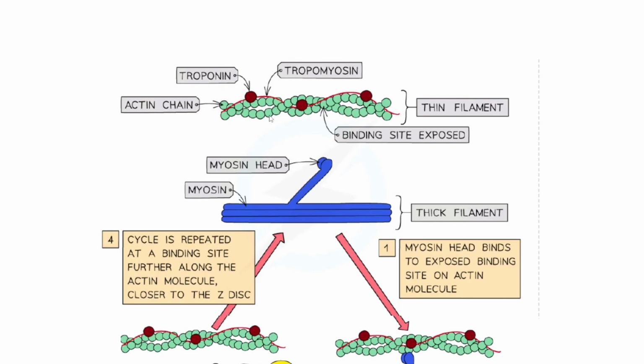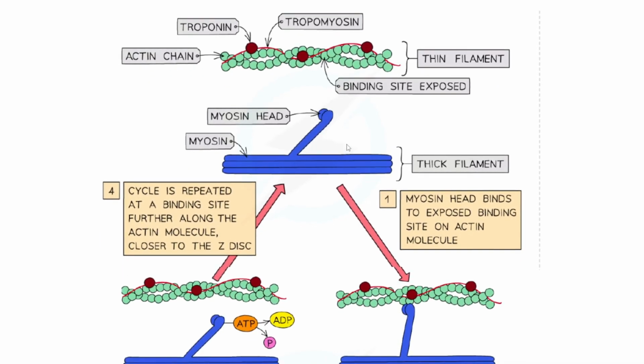How are they exposed? We don't need to learn that, but just know that when the calcium ions attach to the troponin, they cause the movement of the tropomyosin and the troponin, the whole chain, in such a way that the binding sites are exposed. Now, when these binding sites are exposed, remember I told you that the myosin heads face away from the M line. So these myosin heads are going to attach to the binding sites.